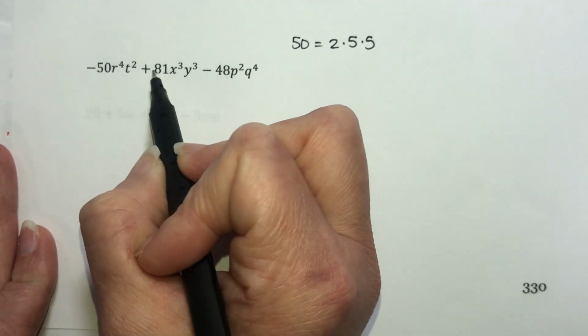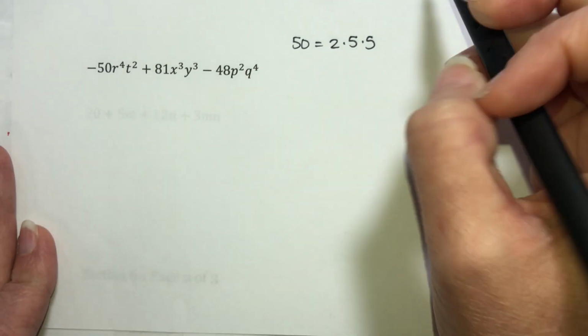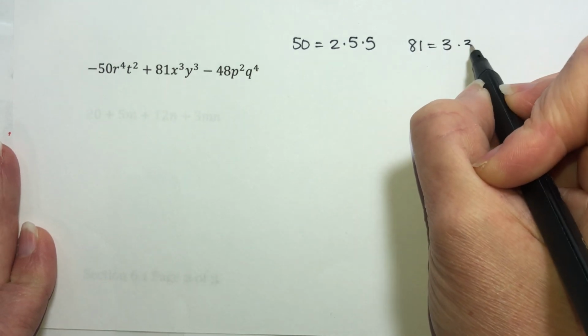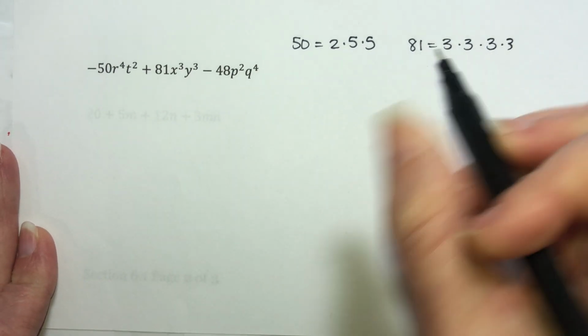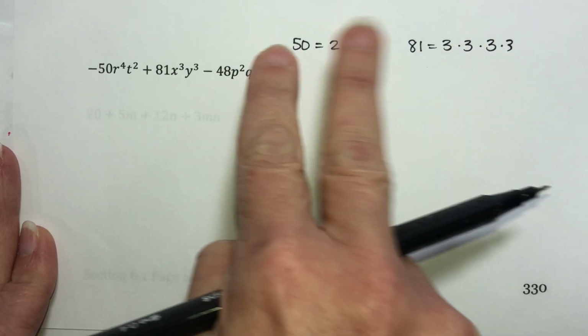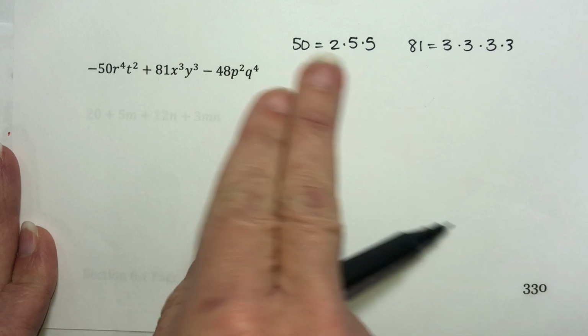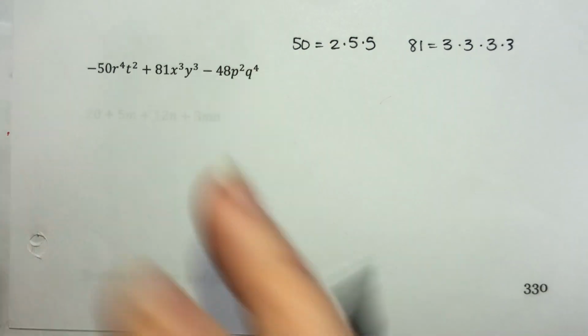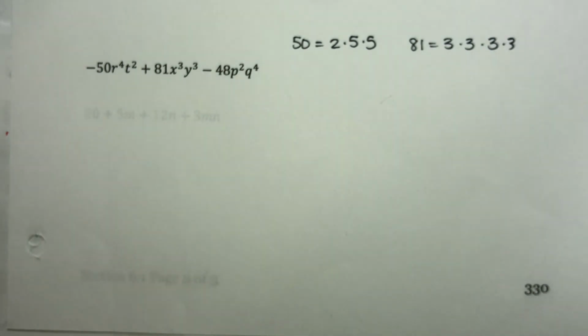And none of that goes into 81. 81, in fact, if you do a prime factorization of 81, that's 3 times 3 times 3 times 3. And if you look at the prime factorizations, you can see that they have nothing in common. Now, you do not have to do this every time. It helps, but it's not absolutely necessary.